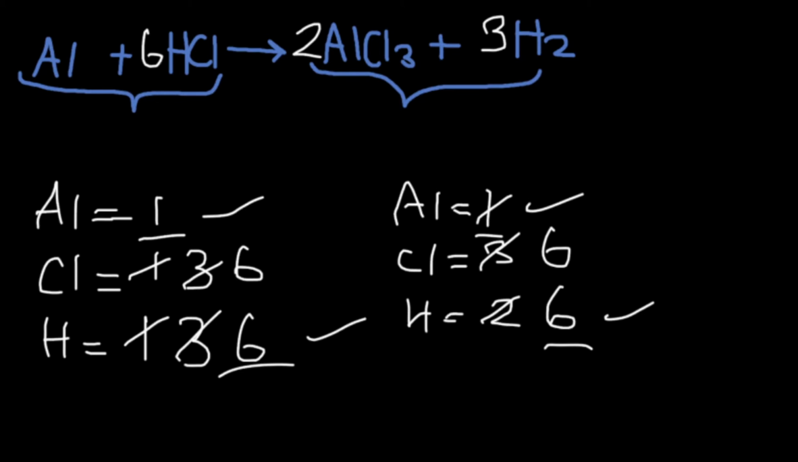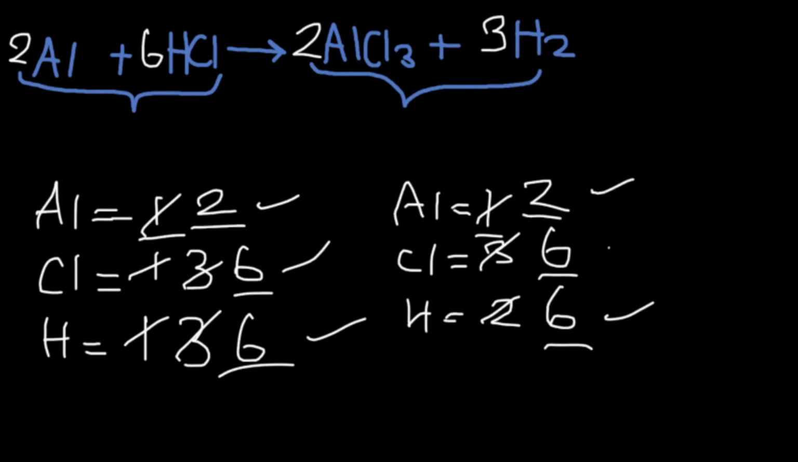So we could get rid of this check mark sign, and now we know that aluminum is a 2. Alright, so now we're very close to balancing these chemical equations. All we have to do is put a 2 in front of aluminum here to balance this. So now we have a 2 here for aluminum, 2 here for aluminum, 6, 6, 6, 6. Everything is good. So now the chemical equation is balanced.